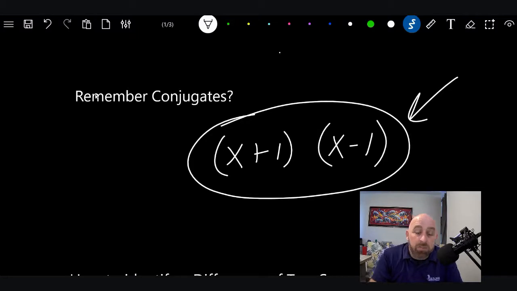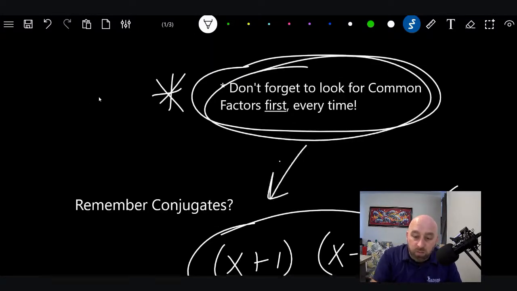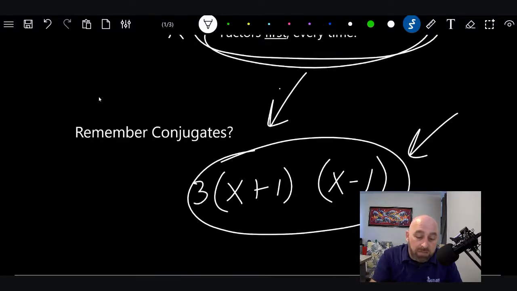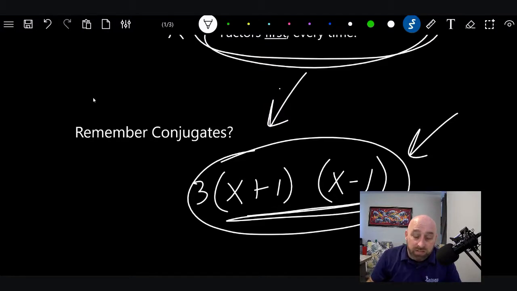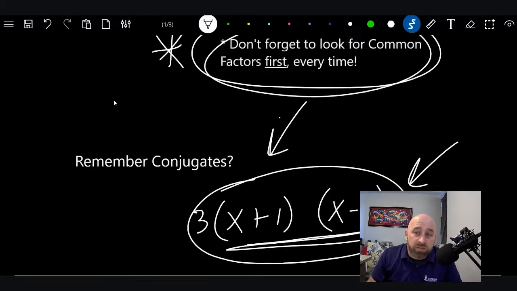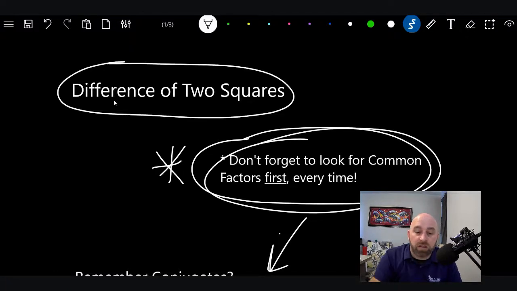Now, sometimes if we have a common factor first, we might have something else, like a 3 that factors out, for example. So you may have something else in front of it, but your main answer in this lesson is always, I promise you, going to be a conjugate. Okay? There's a reason for that. Look at what we're dealing with. We're dealing with the difference of two squares.